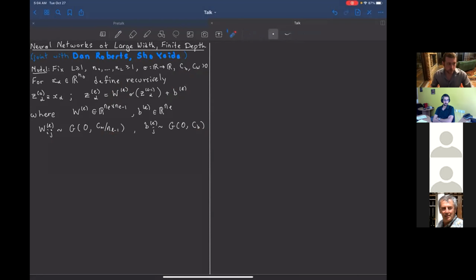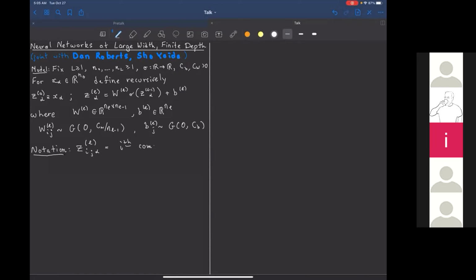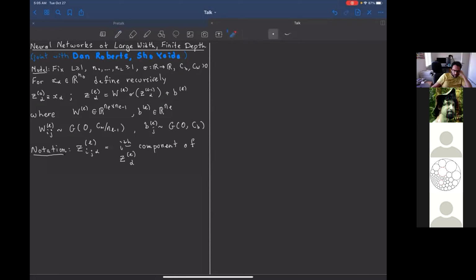Okay, so just to be very clear, let me add one more piece of notation because I'll use it, but also hopefully it will clarify a little bit what the parameters are. When I write Z with a superscript L and I write i and then semicolon alpha, this just means the ith component of Z^L alpha, which comes from the input X alpha.